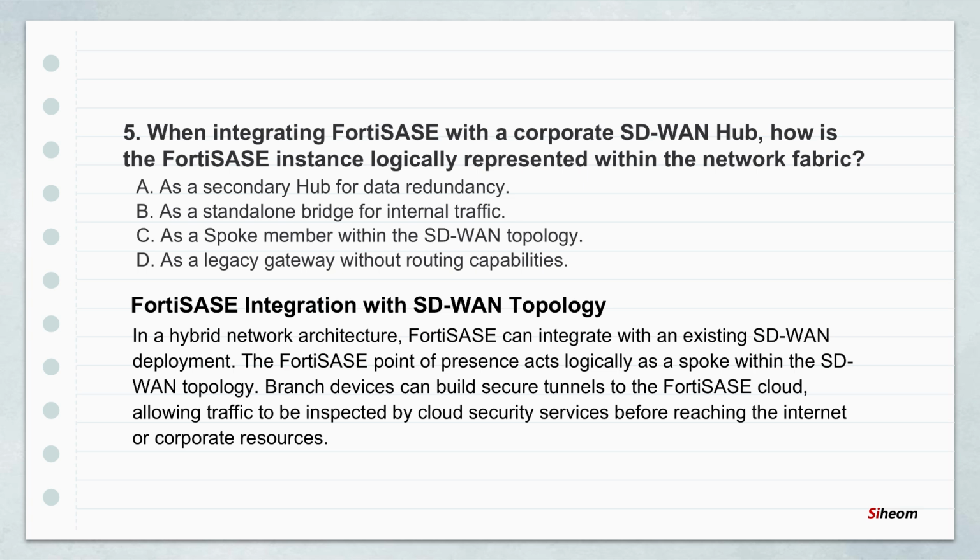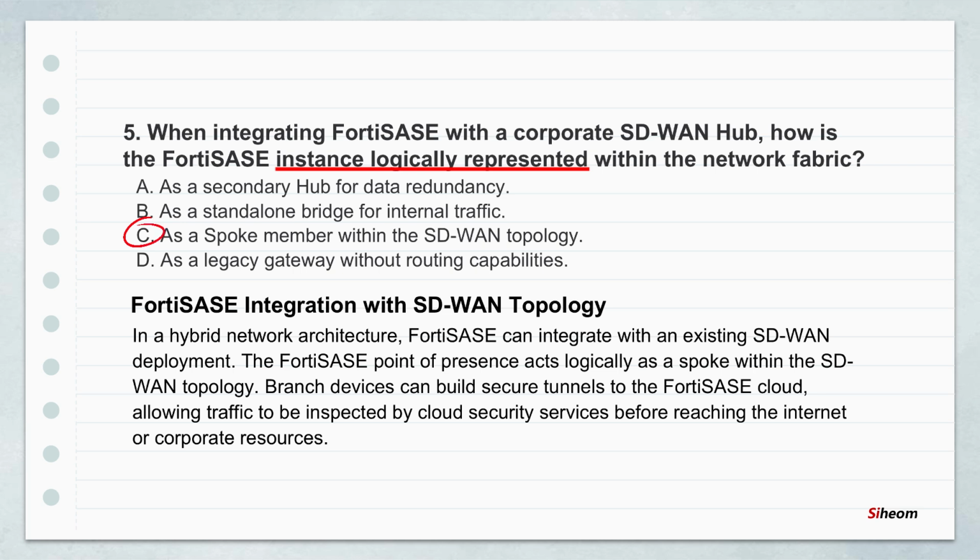This is where the landscape is really shifting right now. Definitely. Question 5 asks a fundamental topology question. When integrating FortiSASE with the corporate SD-WAN hub, how is the FortiSASE instance logically represented within the network fabric? It operates as a spoke member. Right, C, spoke member, not a standalone bridge or a secondary hub.